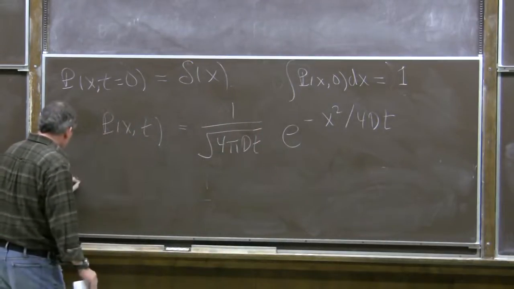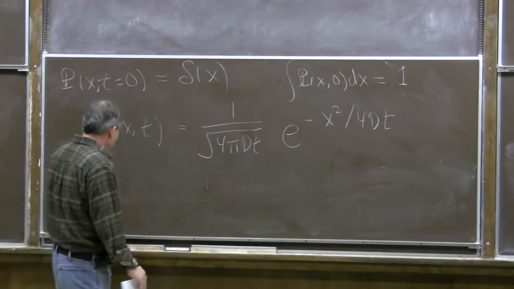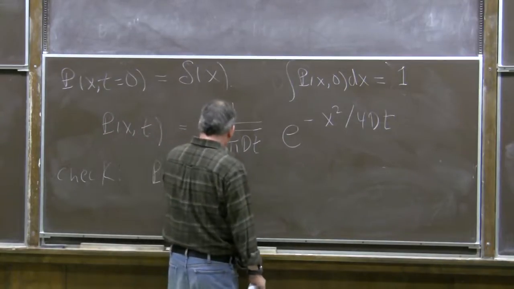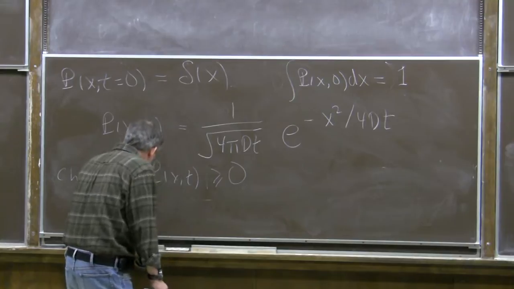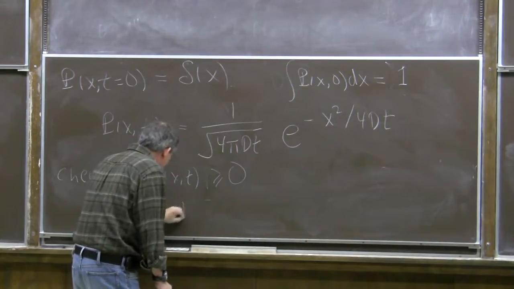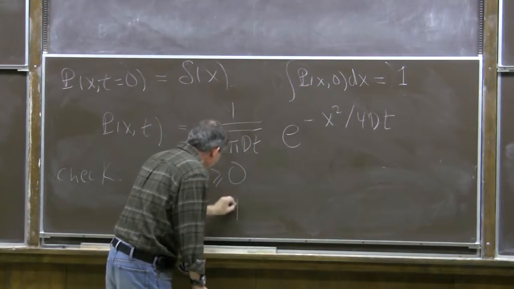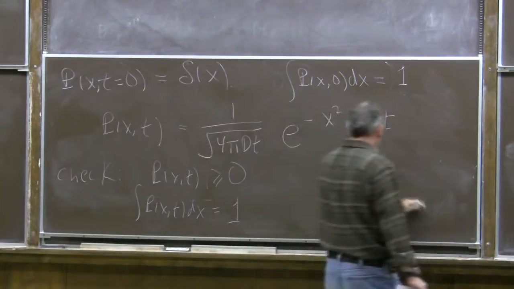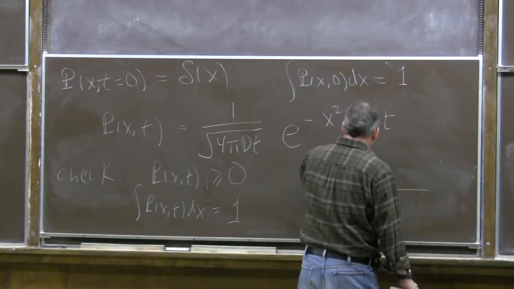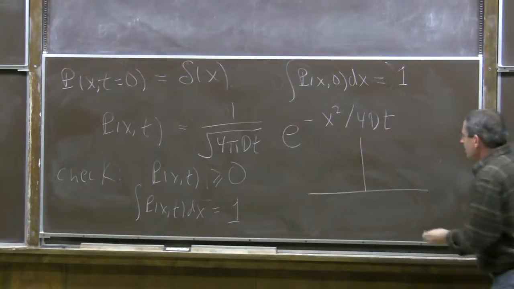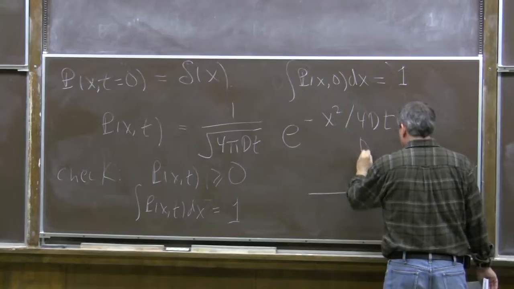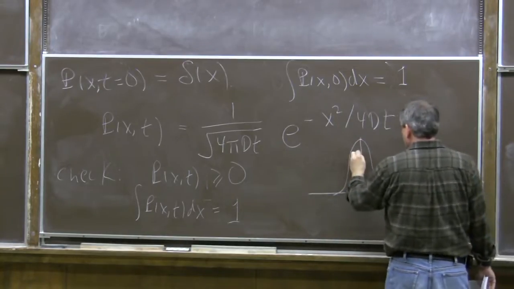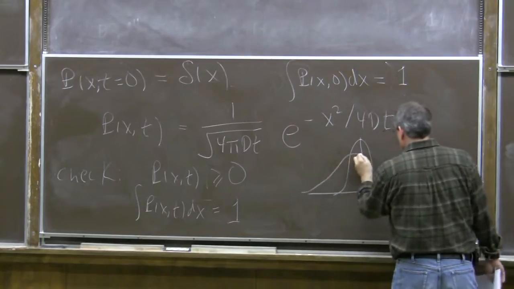So we can check that p of x, t is non-negative, and that the integral at all times is 1. So what happens to our delta function is that it spreads out. That's the distribution at time 0. And then at a later time, it's a broader Gaussian. And at a still later time, an even broader Gaussian.